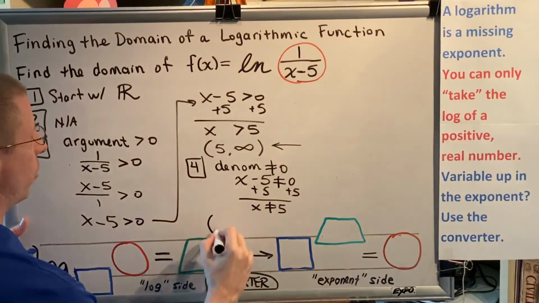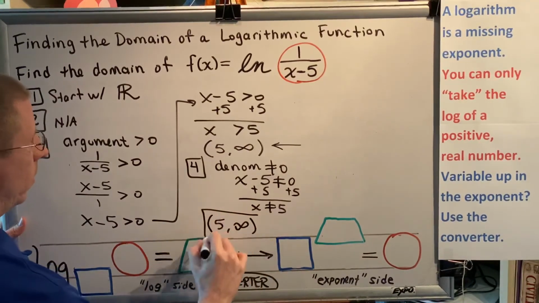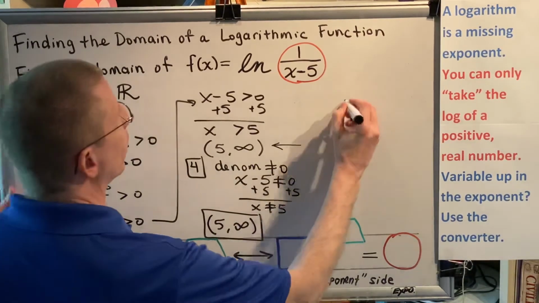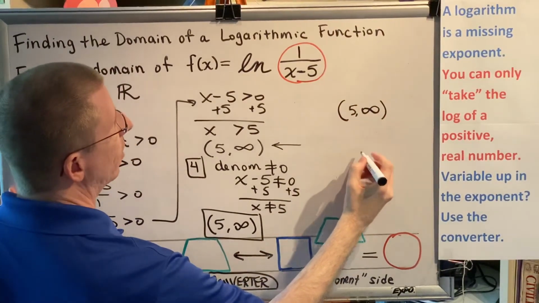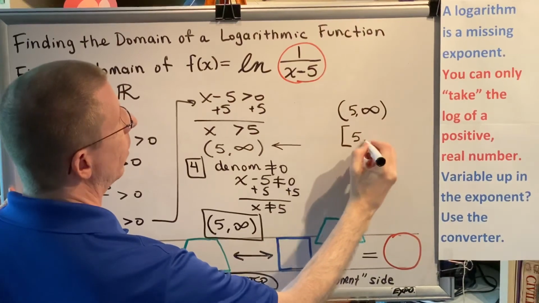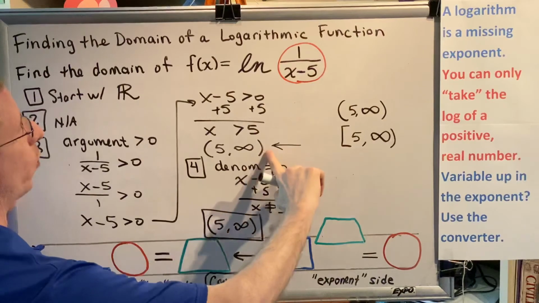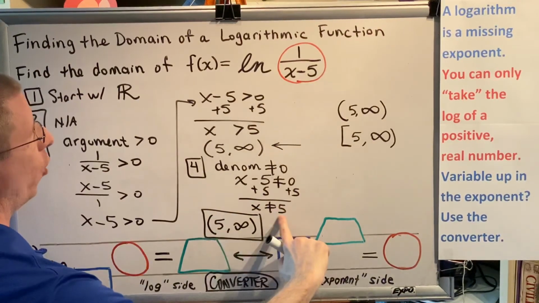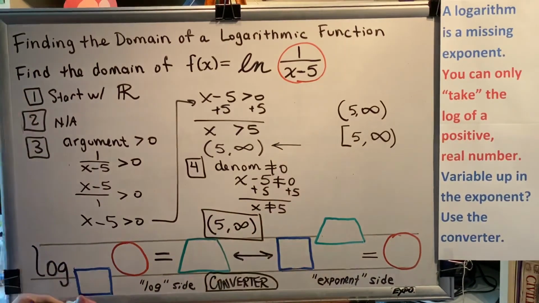Therefore, our final answer for the domain is what we had at the end of step 3, parenthesis 5 comma infinity close parenthesis. As a clarifying point, this is a collection of numbers that does not include the number 5. This is a collection of numbers that does include the number 5. What we have does not include the number 5. Therefore, we cannot remove something that has already been removed, and that is why this is our final answer for this problem.